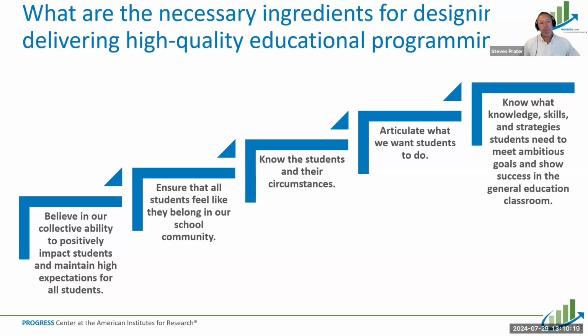But you see that bottom step is about that collective efficacy that Tessie talked about, that belief that we can make a change in students, and we can impact students, and we have those high expectations for all students. And then we want to make sure all students feel like they belong in our school community. We want to know our students and their circumstances. We want to make sure we articulate what we want students to do. And then we want to make sure that the students have the knowledge and skills and strategies for them to meet those ambitious goals that we want to set up for them, and so they can have success in the general education classroom. So these are the steps. These are the ingredients for high quality educational programming that we will come back to throughout this presentation today.